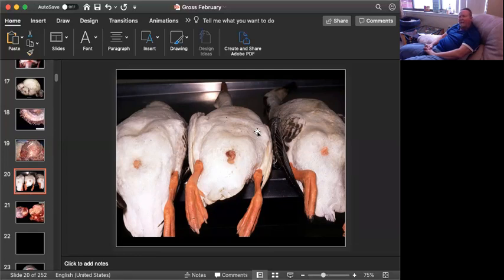The name of the disease is duck viral enteritis, or some people call it duck plague. I think duck viral enteritis is a better answer. The name of the condition is paraphimosis, and it doesn't happen in all male ducks, but it has been documented as a postmortem lesion in this particular condition. So that's about all I can tell you about this one.